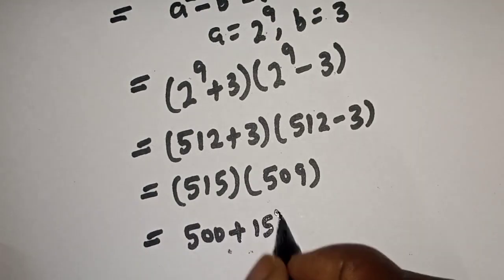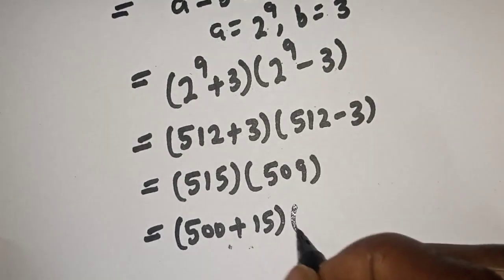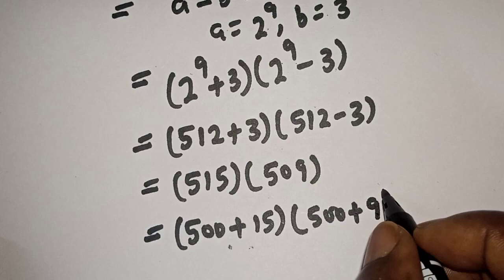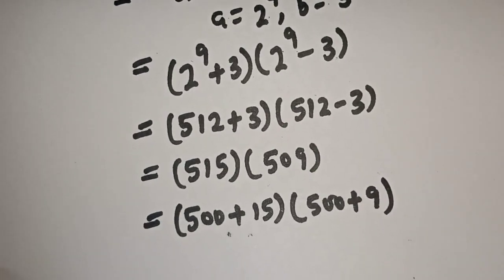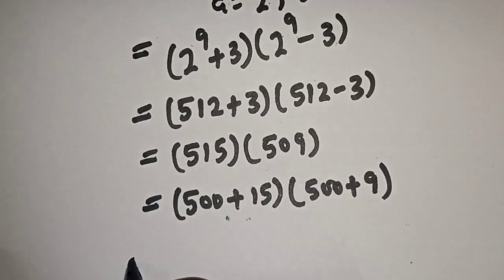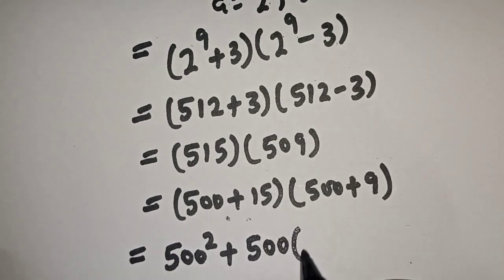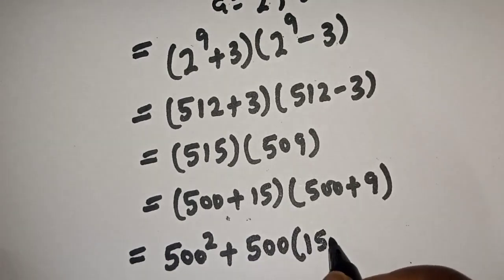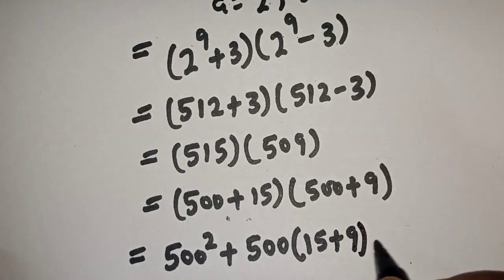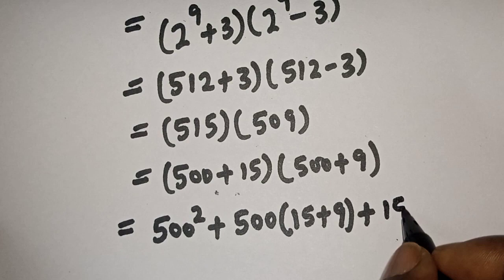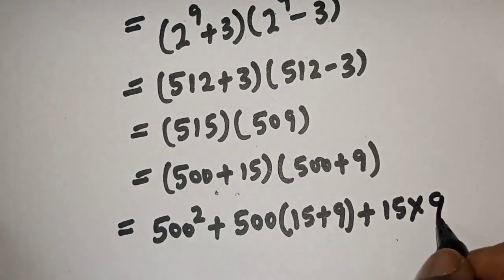plus 15 bracket 500 plus 9. Then let's multiply out. This is equal to 500 squared plus 500 times (15 plus 9) plus 15 multiplied by 9.